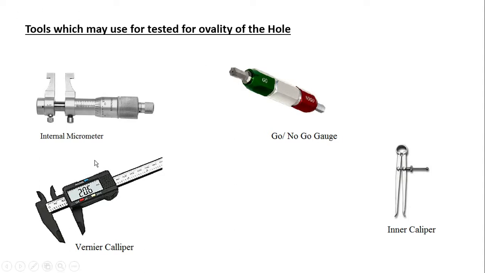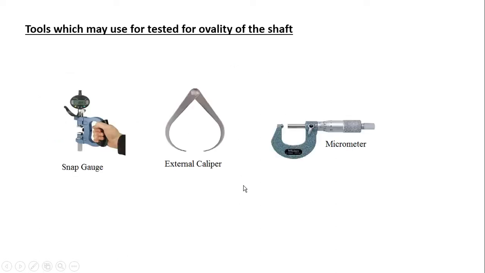So we are all aware of these instruments. In the micrometer we have discussed the external one, but this is the internal micrometer. The concept is the same, and the procedure for reading is also the same, right? And these are the tools which we use for testing shaft ovality, right? We are all aware of these two. This is something new for you, so I have posted one of the videos which will help you.